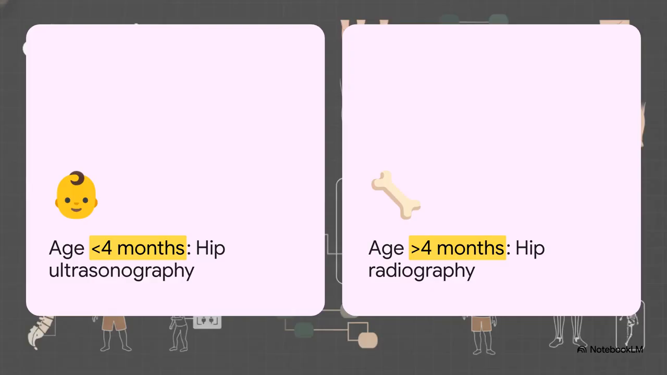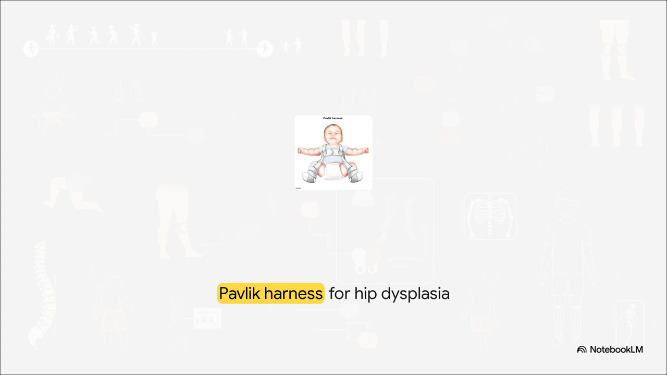Step 2 CK loves age cutoffs, so please commit this diagnostic logic to memory right now. If you have supportive findings or risk factors for DDH, your imaging modality depends entirely on the infant's age. Because the femoral head isn't fully ossified early on, use an ultrasound if the infant is under 4 months old. But the exact second they hit that 4-month mark and beyond, you have to switch your diagnostic tool to a hip X-ray.